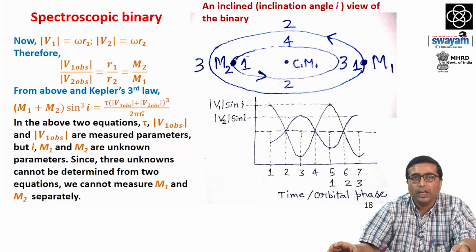We can measure a combination of them, but we cannot measure m1 and m2 separately unless we know the value of the inclination angle I. Of course, we can put a limit on m1 plus m2, but we cannot measure them separately without knowing the value of I.